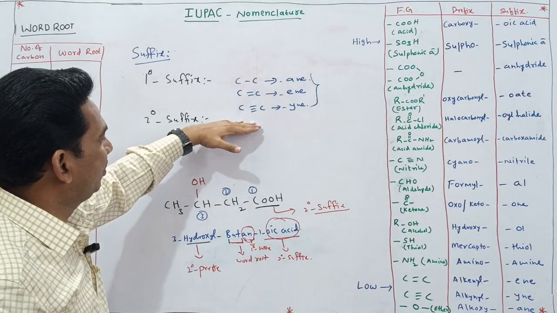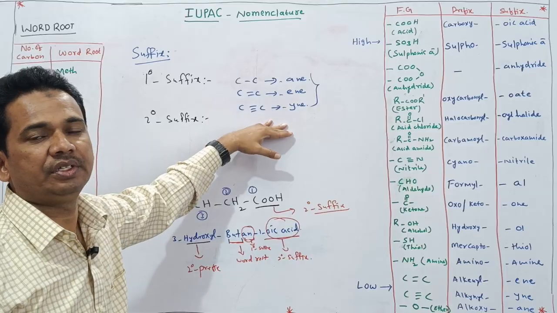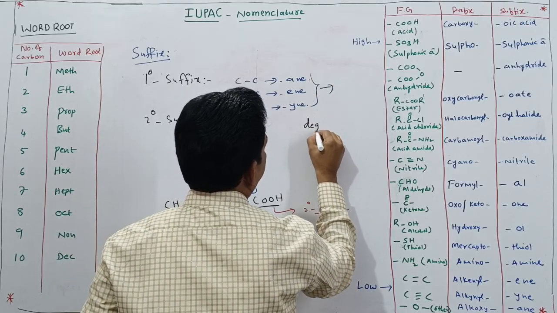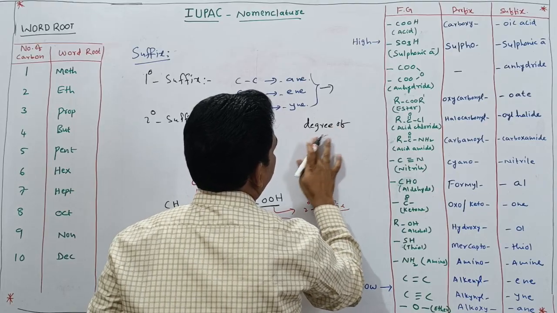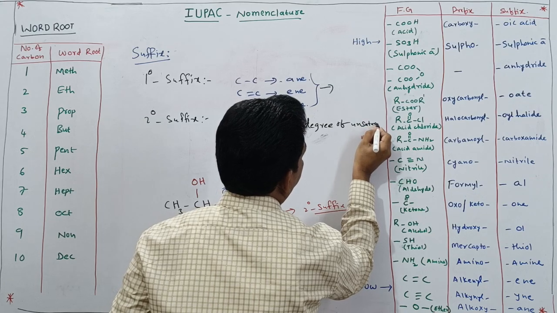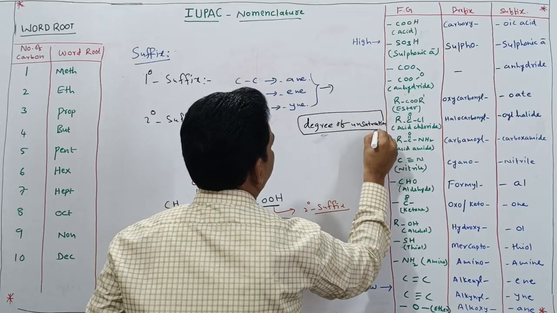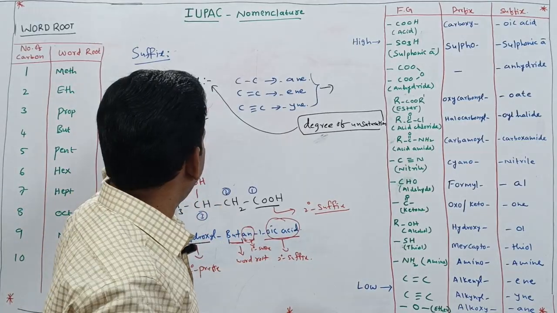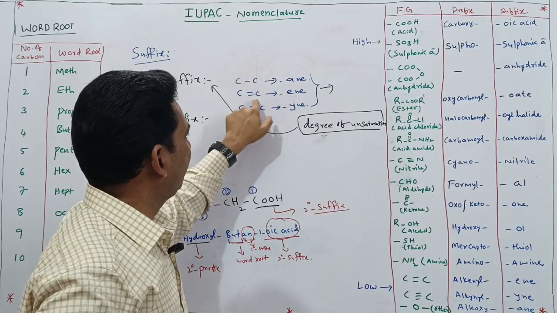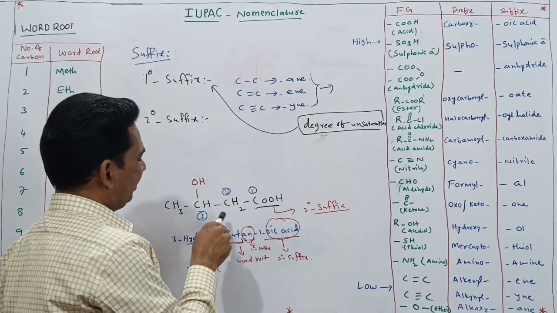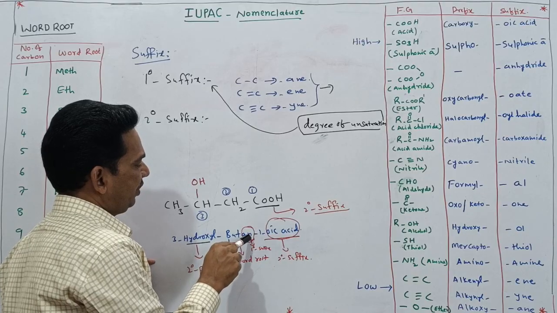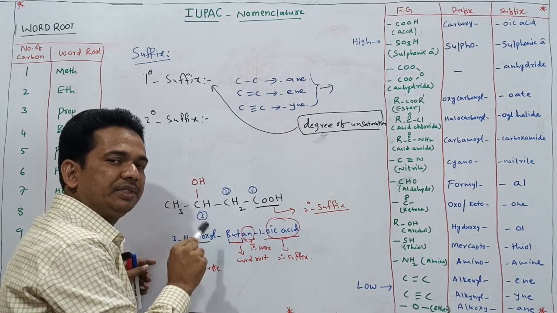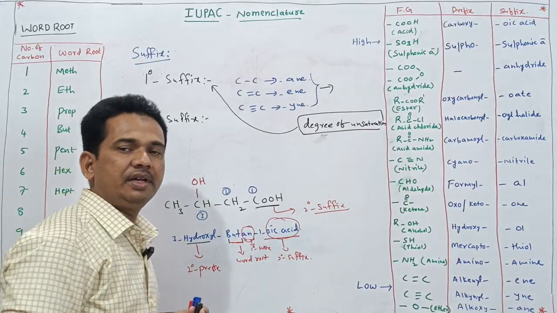In one word, the primary suffix always tells about the degree of unsaturation. That is what is explained by the primary suffix: single bond is an, double bond is en, triple bond is yn. See here, degree of unsaturation. Here it is butane; ane means it is a single bond compound. That is the degree of unsaturation for this compound, explained by what is called the primary suffix.